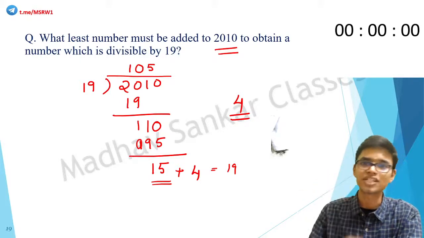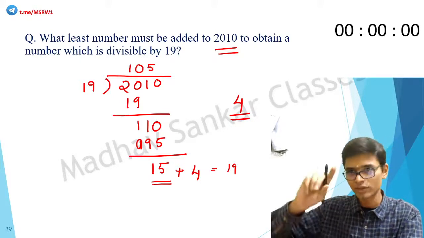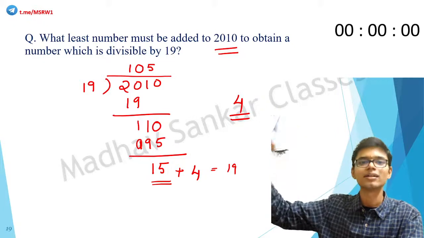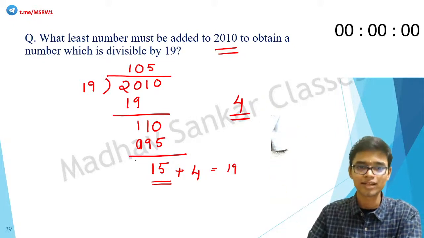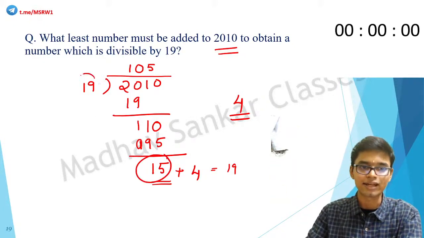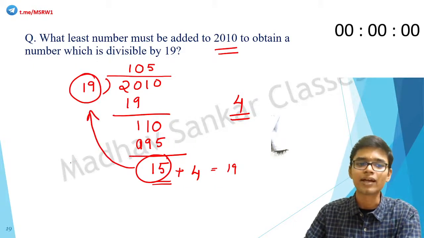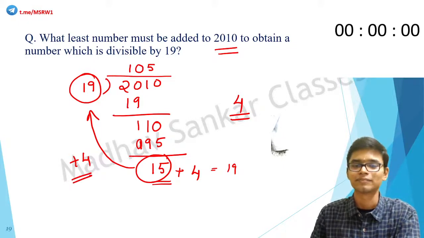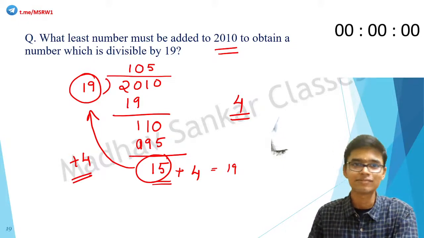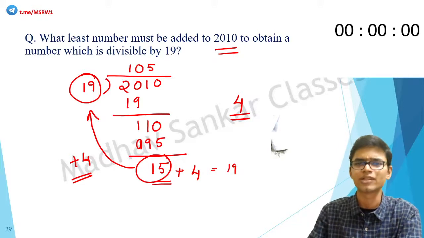Just do the proper division, find the remainder, and try to convert that remainder into the divisor. Here the remainder is 15 and the divisor is 19. So how to convert remainder into divisor? By adding a 4 to it. That's the answer. Clear? I hope it's very clear. Very simple question.